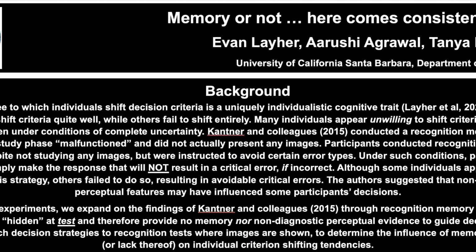In situations of complete uncertainty, individuals should completely disregard decisional evidence in favor of a decision strategy that promotes better outcomes. Kantner and colleagues in 2015 conducted a recognition memory task in which they did not present the study phase. They still asked participants to conduct the recognition memory test anyways, but advised them to avoid certain error types. Under such conditions, participants should simply make the response that will not result in a critical error if they're incorrect. Although some individuals appropriately adopt this extreme strategy, others fail to do so, resulting in avoidable critical errors.